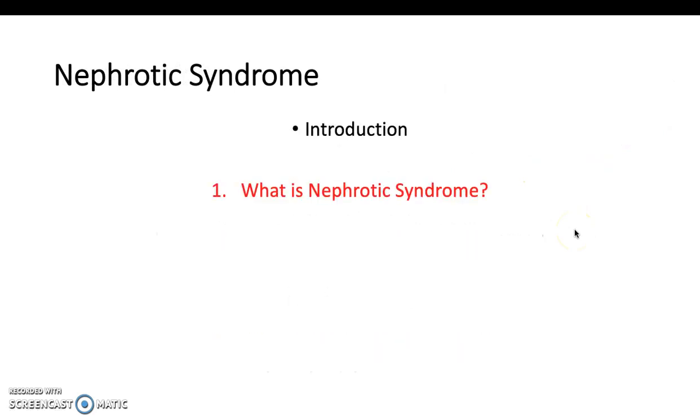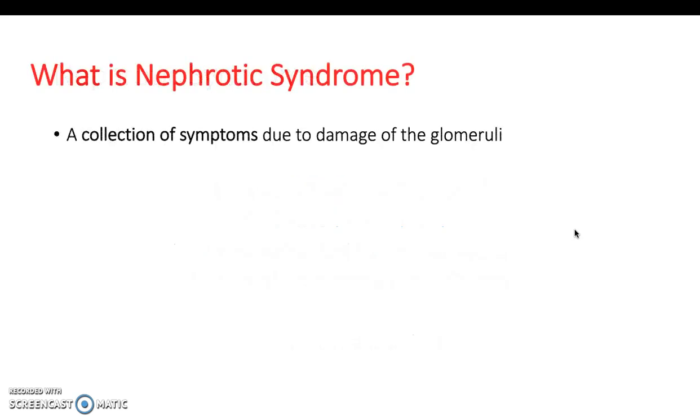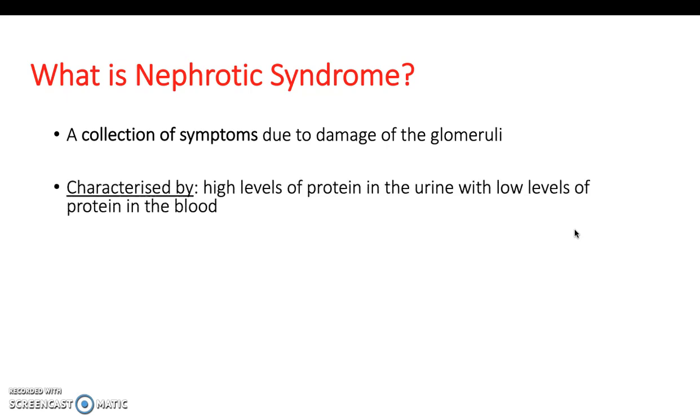So nephrotic syndrome is what we'll cover today, going through describing it, symptoms and history, investigations, differentials, and clinical examinations. So what is nephrotic syndrome? It's a collection of symptoms due to the damage of the glomeruli. Note that it's a syndrome, so it's not actually a disease in itself, it's caused by an underlying disease. A syndrome is a collection of symptoms.